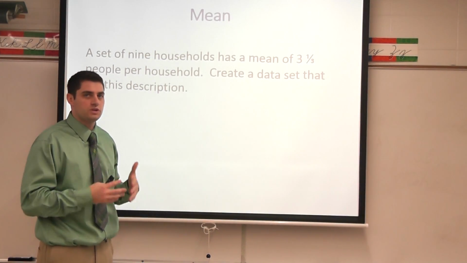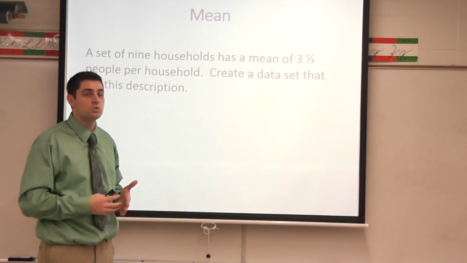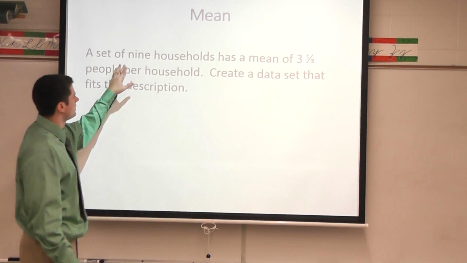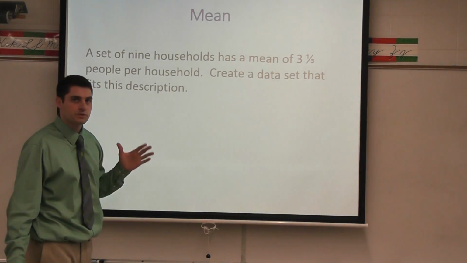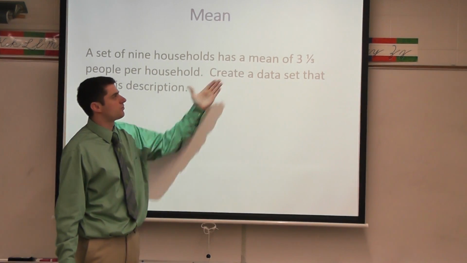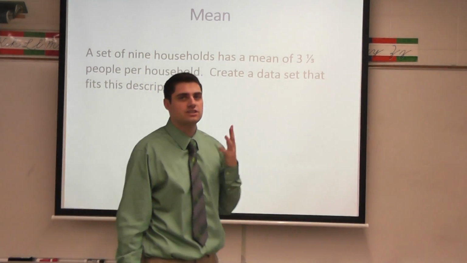So that's what we call the average or the mean. We know it's a little bit more than 3 people per household on average. That's what's typical. So let's look at the information. I know that we have a set of 9, so I know there has to be 9 numbers in my set. I know that the mean has to be 3.5. I have to come up with a data set that fits that description.